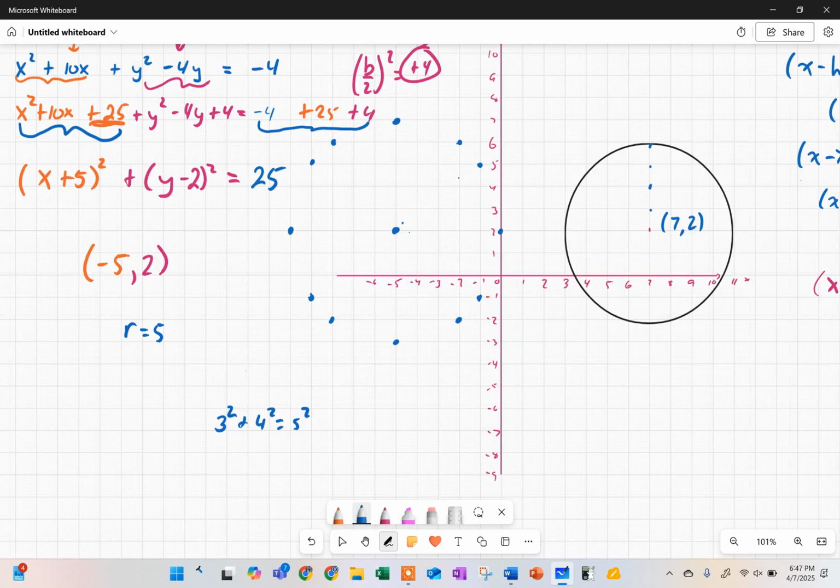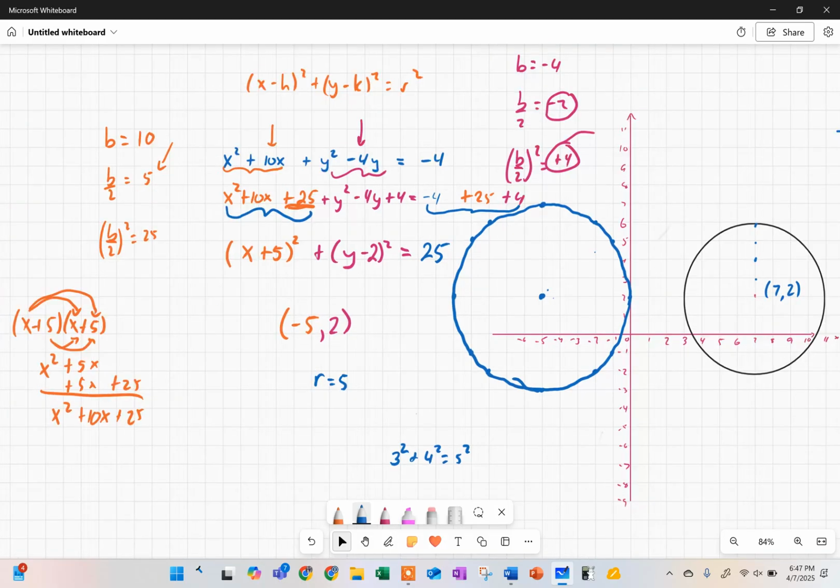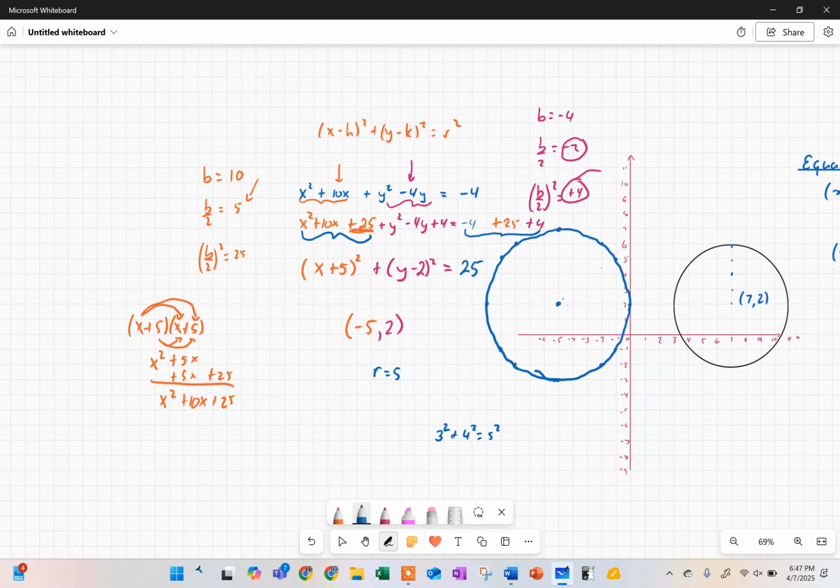And now my circle should look like, ideally you won't have super shaky hands like mine. Oh, goodness me. It was all going swimmingly until the end. That's actually pretty good. I'm kind of impressed with that. And that's it. But the key point to this is understanding how to get from here to here. And like I said, you have to use that completing the square technique. That's the main focus.